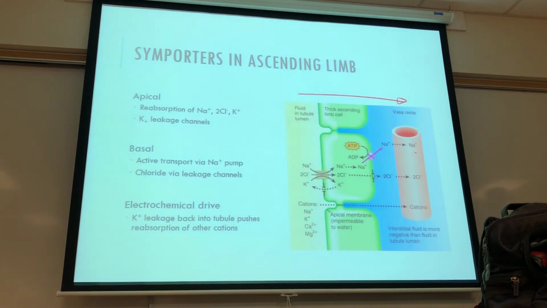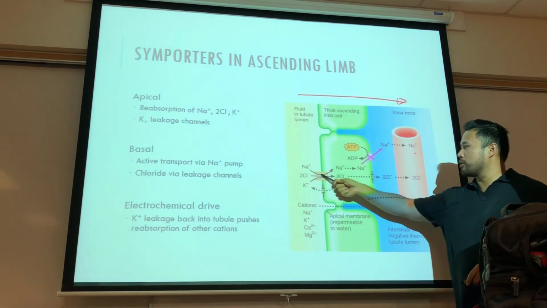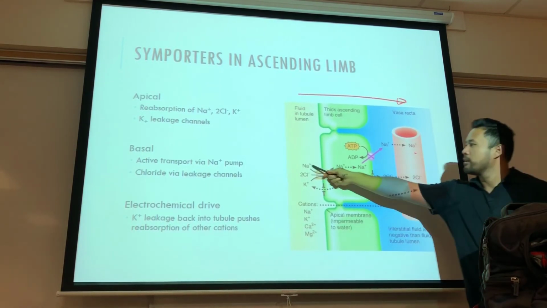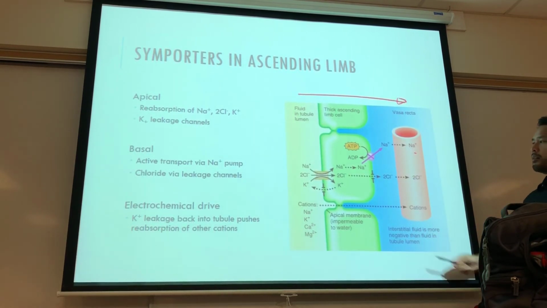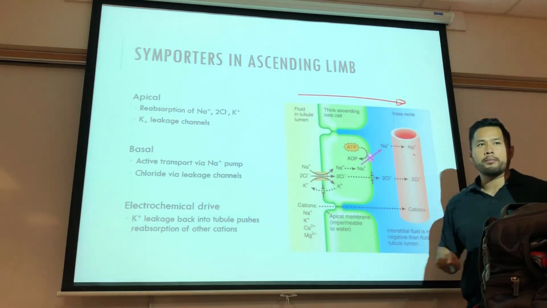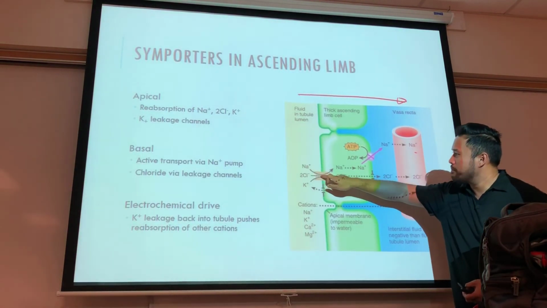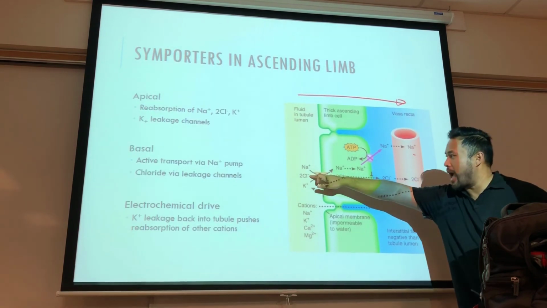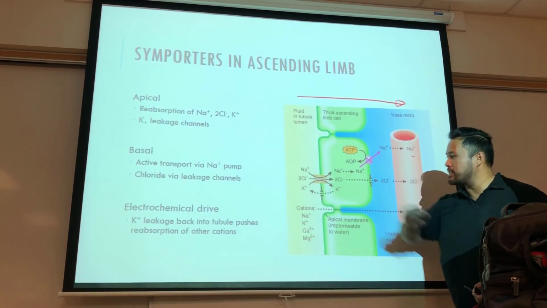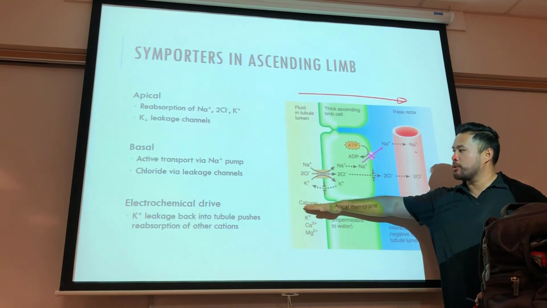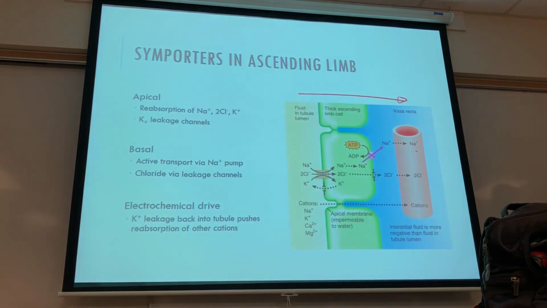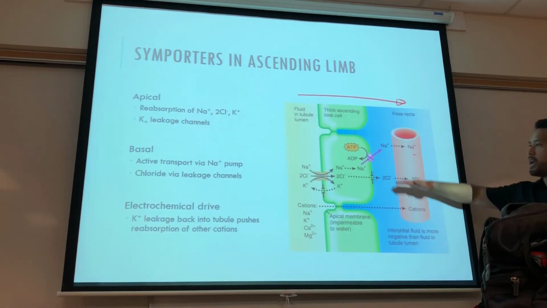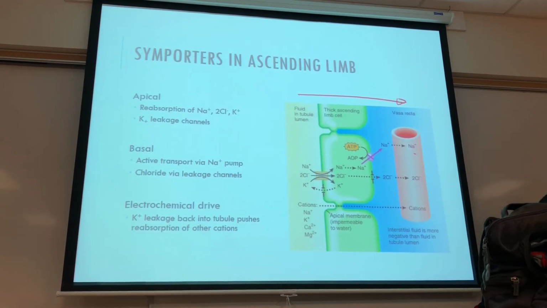So I don't want to get too much into that, but that's really the main idea. Leakage channels for chloride, because chloride we want to definitely conserve. Sodium we definitely want to conserve. And then the electrochemical drive, same thing. The movement of potassium back out, right? So I get 1 positive ion in, 2 anions in, so potassium back out. We're going to get an electrochemical drive that allows other ions to move through the paracellular route in order to maintain electrically neutral movement of ions across.